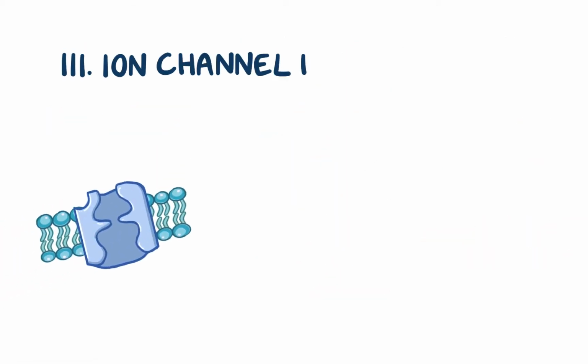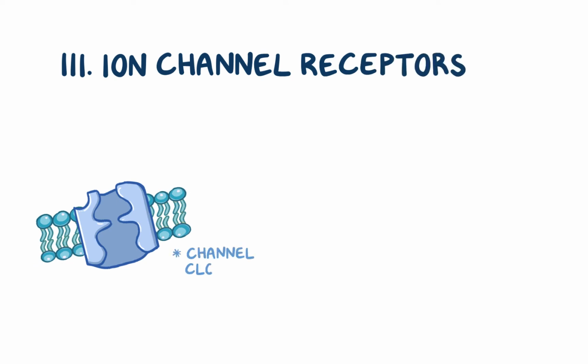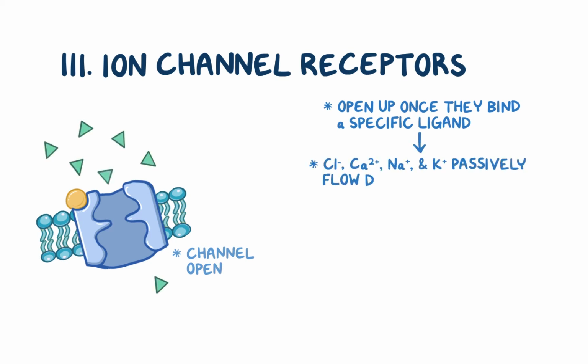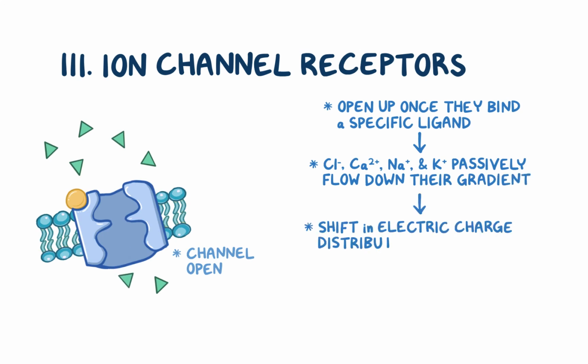Finally, there are the ion channel receptors, which are generally closed. But then they open up once they bind a specific ligand. They allow ions like chloride, calcium, sodium, and potassium to passively flow down their gradient. This leads to a shift in electric charge distribution inside the cell, triggering a cellular response.